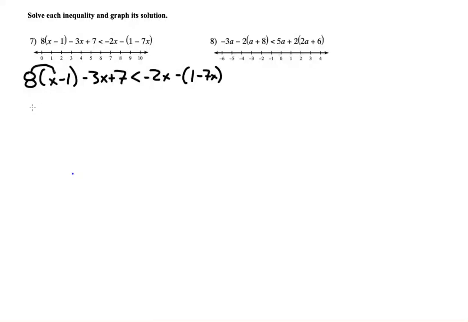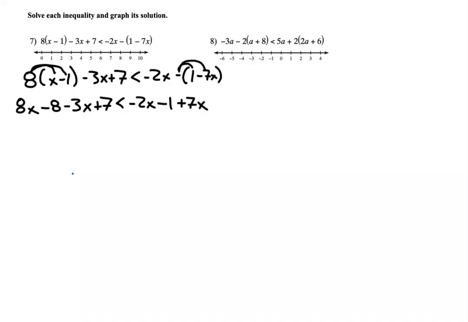8 times x is 8x. 8 times negative 1 is negative 8. And that's going to be minus 3x plus 7. And that whole thing is going to be less than negative 2x. And I have to distribute this negative. It's negative the whole thing. So the negative times 1 is going to be negative 1. And then a negative times a negative 7, a negative times a negative is a positive, plus 7x.